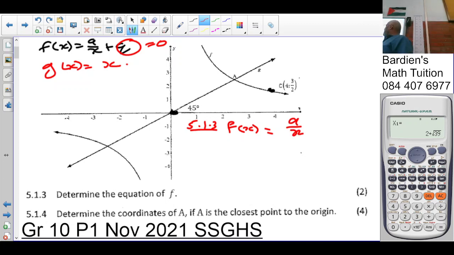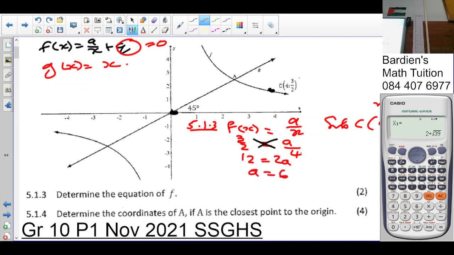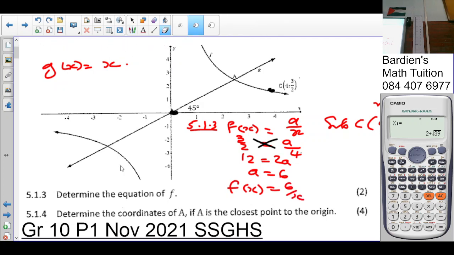Now, there's one unknown that needs to be solved here, which is a. So I'm going to substitute the point that's lying on this graph, which is 4 and 3 over 2. That's an x and a y. So f of x is a y, so 3 over 2 is equal to a over x, which is 4. We cross multiply. So 3 times 4 is 12 equals 2a. So a works out to be 6. So what's the equation of f of x? f of x is simply 6 over x.